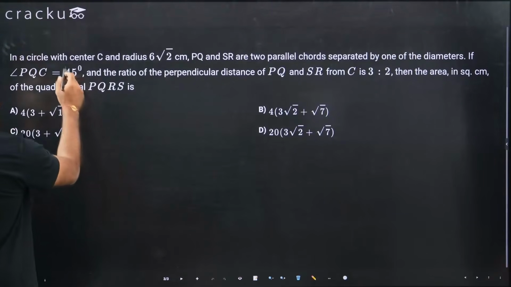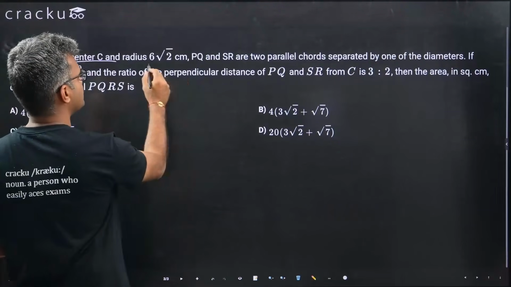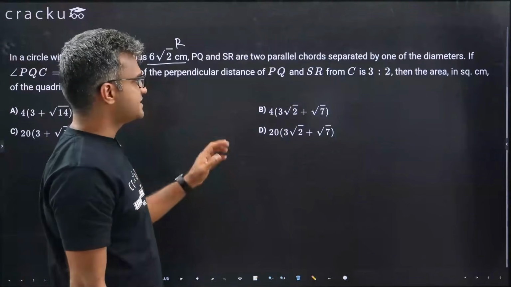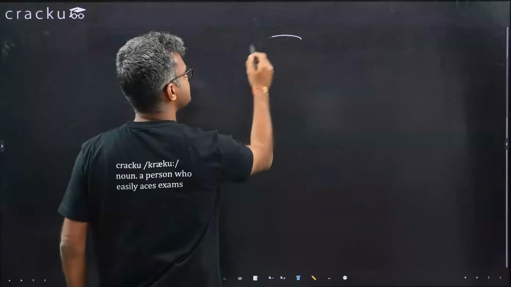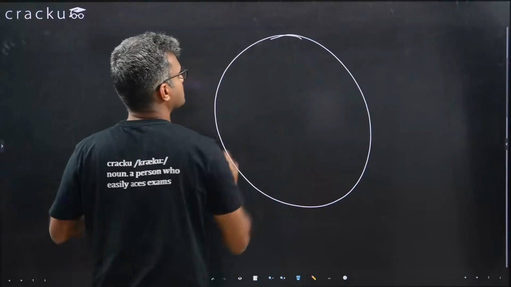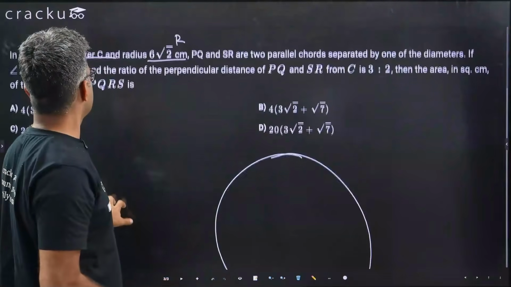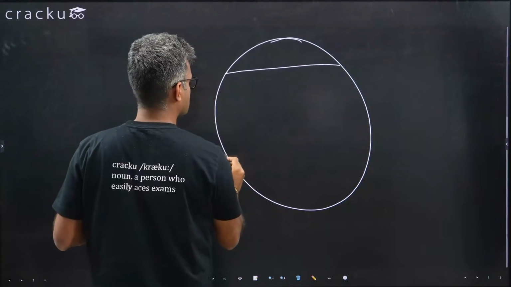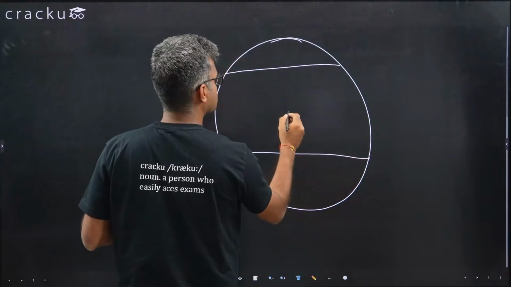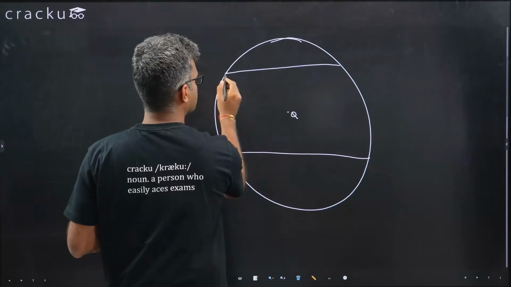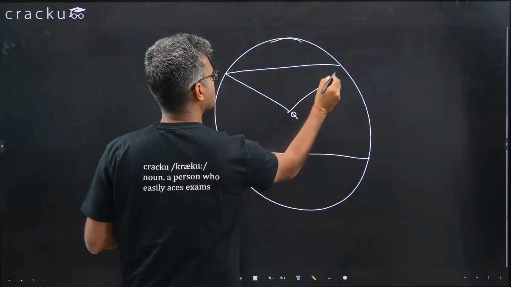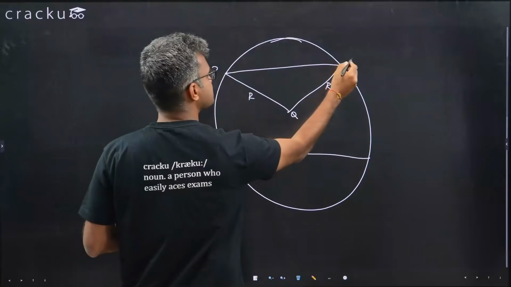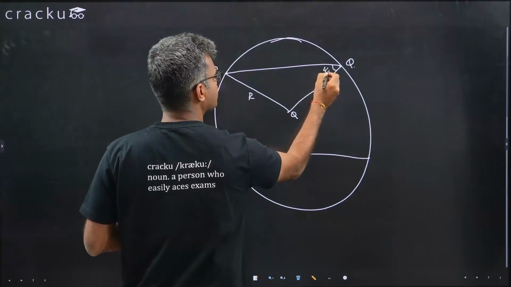In this question, we are given a circle with center S and radius 6 square root of 2. Let us assume that this is R. PQ and SR are two parallel chords separated by one of the diameters. So let us assume that this is the circle. We are given PQC is 45 degrees. Okay. Let us assume that this is PQ, this is SR, this is Q, this radius is given. Let us assume that this is radius r, this also is r, this is p, this is q. This PQC is given to be 45 degrees.